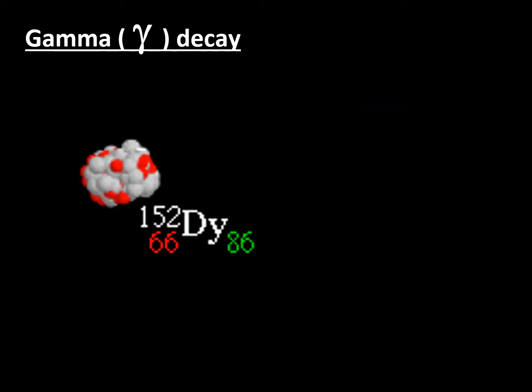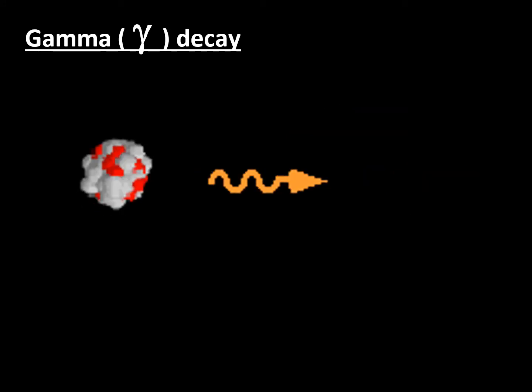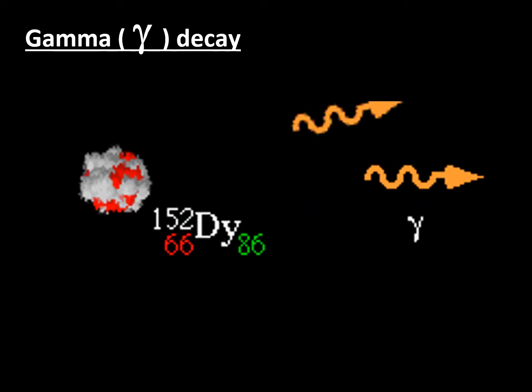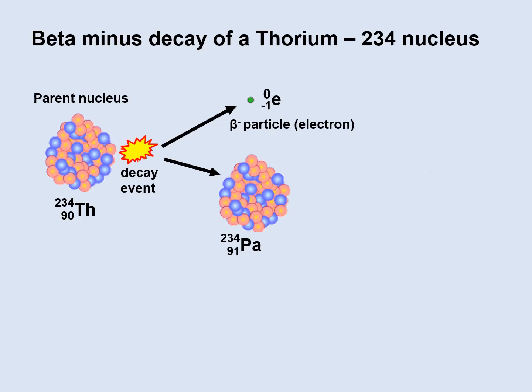So why do we get gamma decay then? Let's have a think about it on the next couple of slides. So there's an example of beta minus decay we've already looked at. And again, we've got that formation of the daughter nucleus of palladium-234 there.